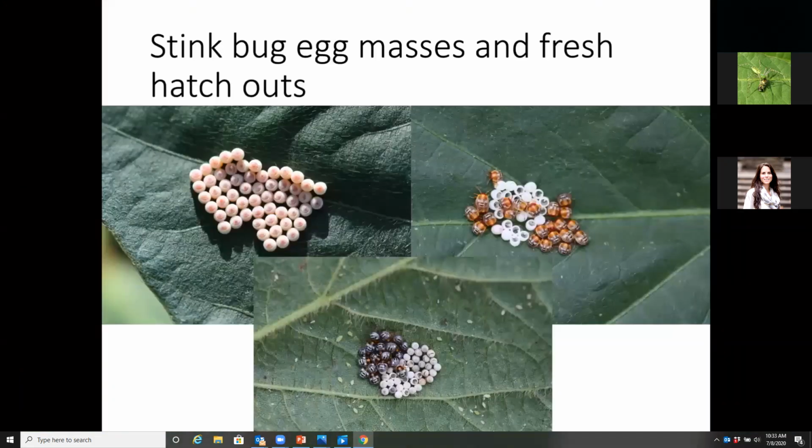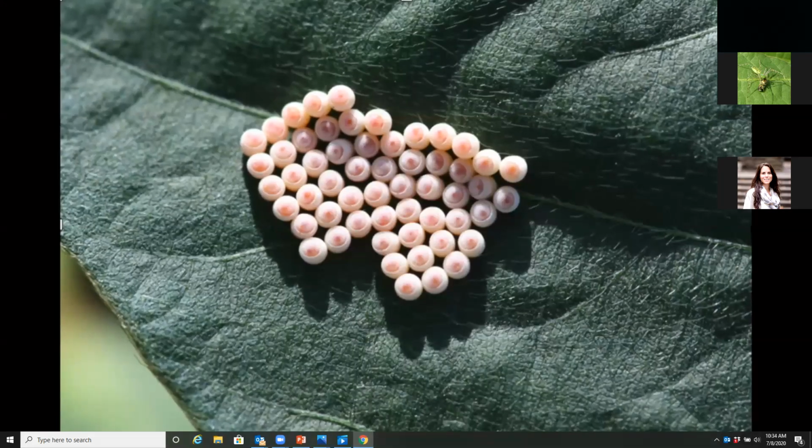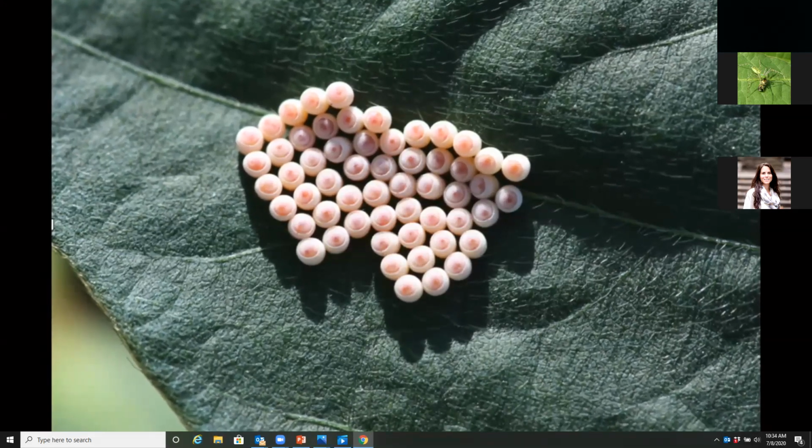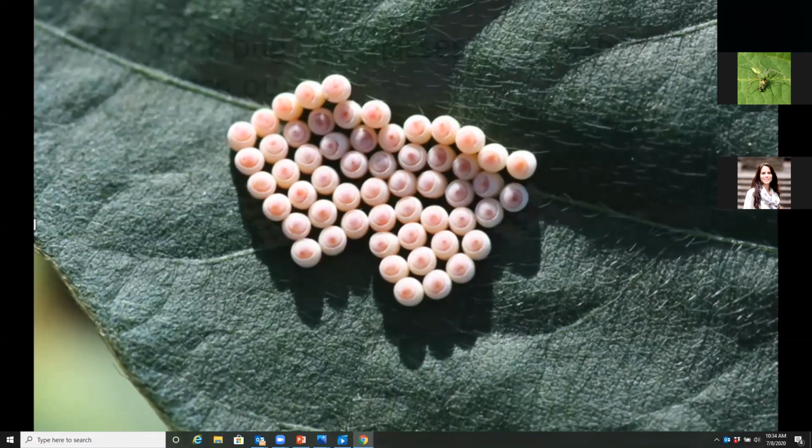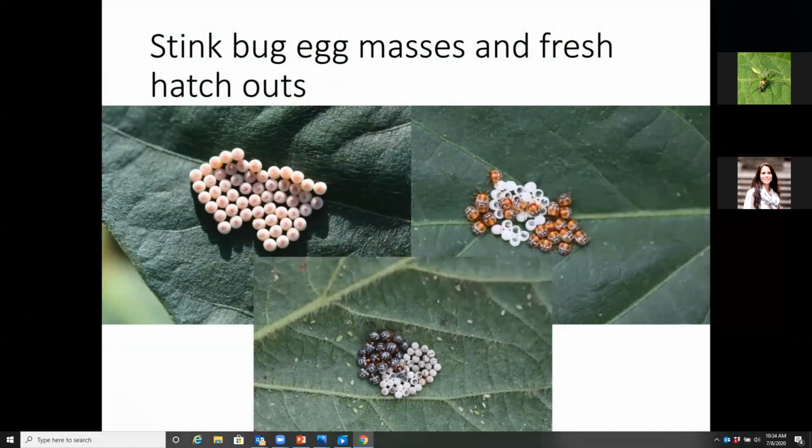Here we have a picture of green stink bug egg masses and fresh hatchouts. The barrel-shaped eggs are laid in a cluster of 20 to 100 on a leaf. They are creamy white when they're fresh laid, and they get darker as they get closer to hatching. Here's a picture of the fresh hatchout with first instar immatures. The picture on the upper right is immatures that have just emerged, and the lower picture shows them after just a bit, and notice the color difference.